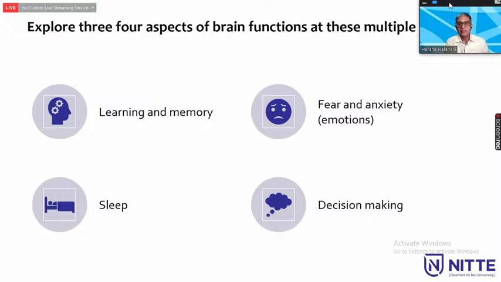These would be the learning and memory function, the fear and anxiety related to emotional regulation, sleep, and decision making. So these are the 4 major domains of brain functioning that we would be looking at in the coming weeks. What is important for all of these, which would bind all of these together, is neuronal signaling. And therefore we start with neuronal signaling today.